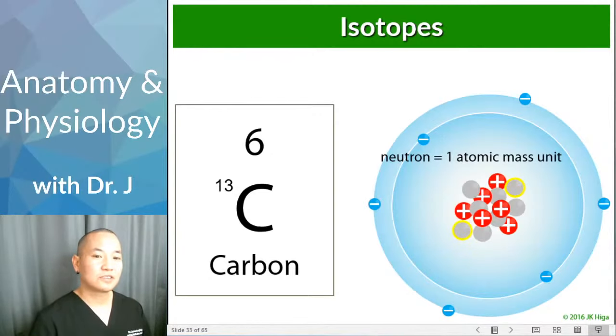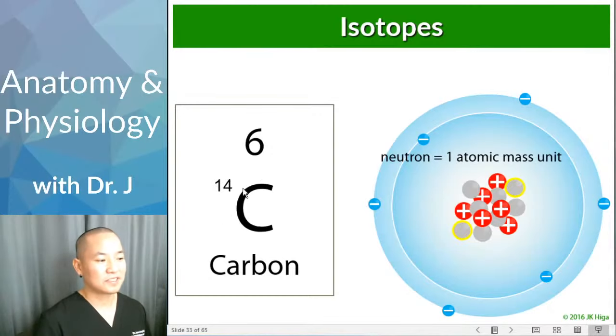But if we add another neutron to it, you might have heard of this in things like history and archaeology or radiology. Is it still carbon? Again, the number of protons did not change. It's still carbon, but now it has 14 atomic mass units. So you have 6 protons plus 8 neutrons in carbon 14.